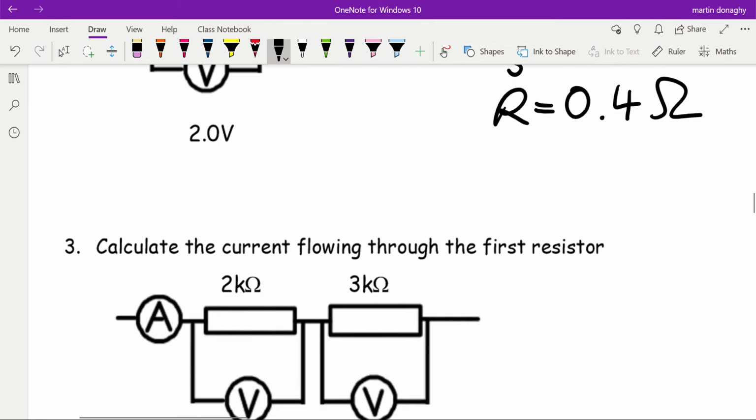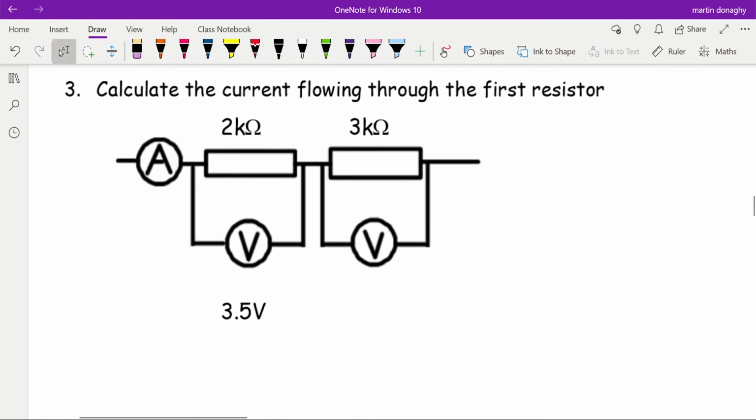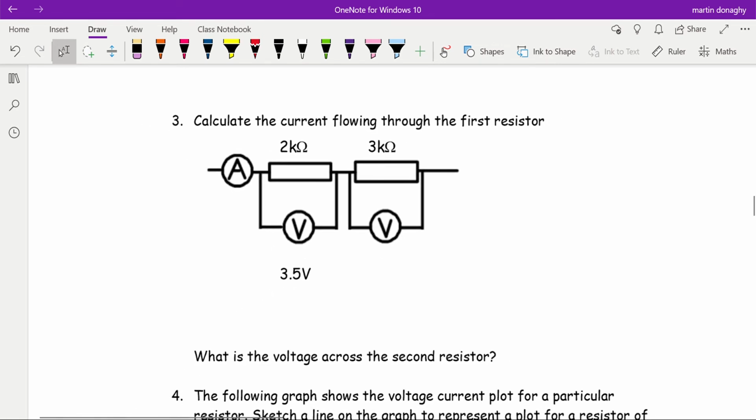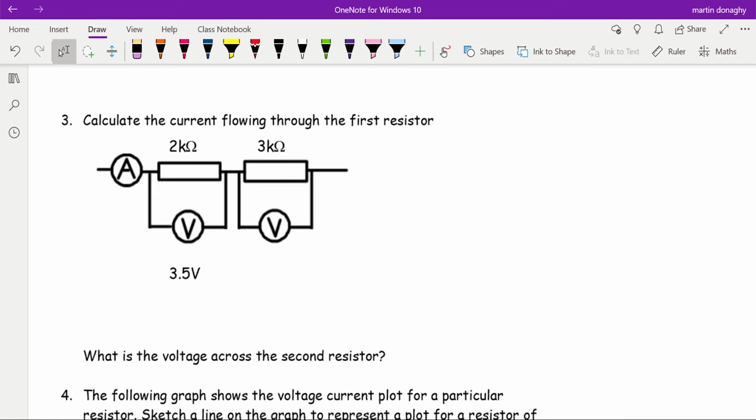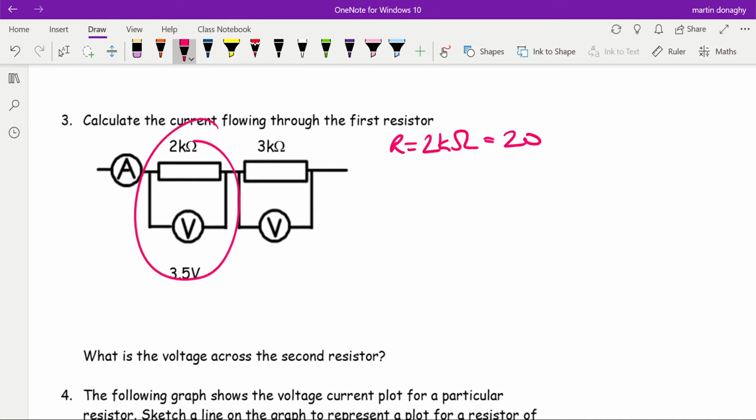Make sure you have your units in there after your answers as well. Question 3 is more like the kind of thing you're going to get in an exam. Okay, so we say that Ohm's law can be applied to whole circuits, it can be applied to parts of circuits, it can be applied to single components. So first thing we're going to look at is really this first resistor here. And it tells us that the resistance is 2 kilo ohms, which is 2000 ohms. It tells us that the voltage is 3.5 volts, and it asks us to find out the current.